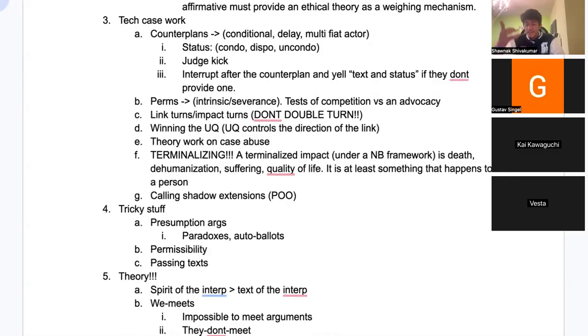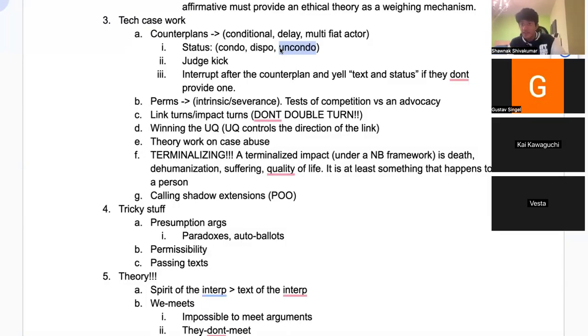So a text is a written text of the CP, so you have it and the judge has it. In person, that's usually a written piece of paper you want them to pass, and online it's over the Zoom chat. Status is the status of the advocacy. Is it conditional? Is it dispositional? Or is it uncondo? Dispositional is pretty fake. It's usually just condo or uncondo. I would say 50% of CPs are condo and 50% are uncondo from my experience.